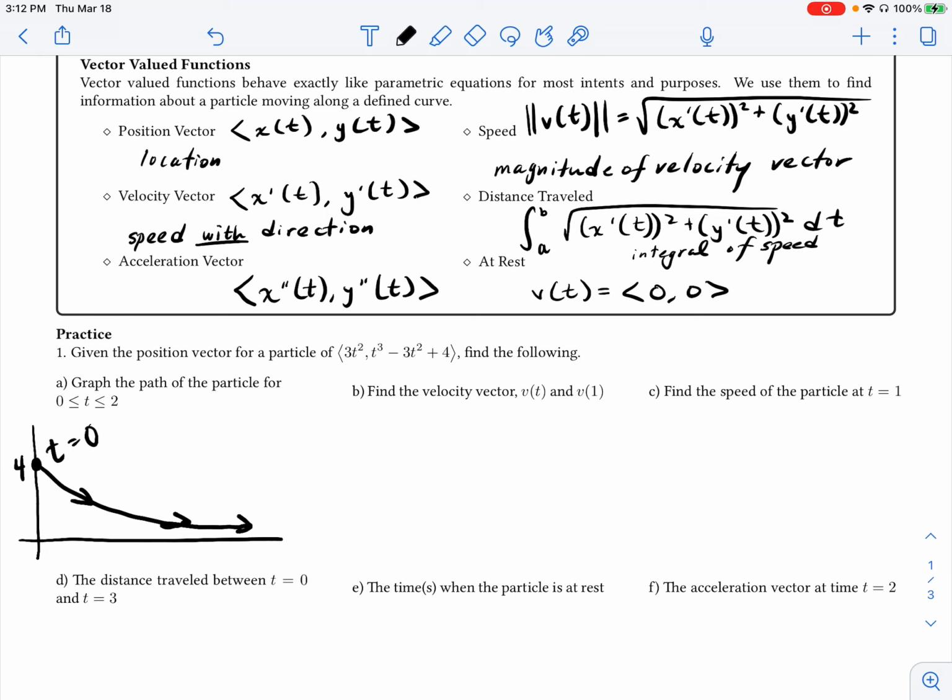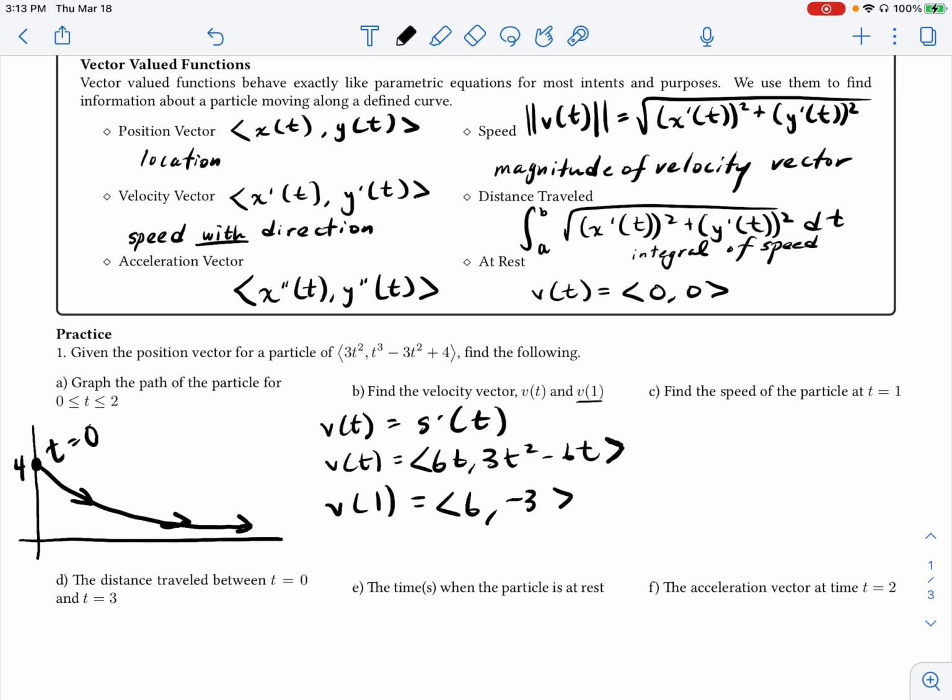Now that we see our plane curve, let's find the velocity vector. We would see that our velocity is simply the derivative of our position vector, which is given to us. So velocity then is the derivative of our position vector. So we would say this is going to be 6t, and the derivative of 3t squared minus 6t is 6t minus 6, our vertical derivative. And we're now going to evaluate this velocity vector at 1. In other words, what is the velocity vector when t is equal to 1? So plug in 1 there, we just get 6 comma negative 3.